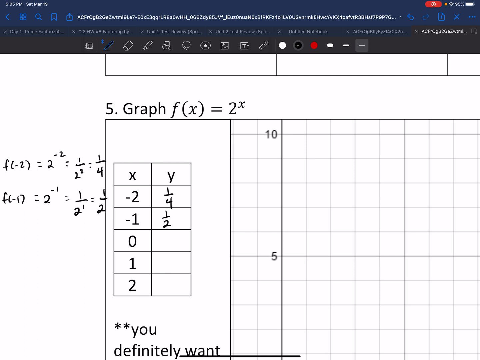So now we have x is equal to 0, so f of 0 is equal to 2 to the 0th power, and we know that anything raised to the 0th power is just 1. So that means your y value is 1 in this case. f of 1 is equal to 2 to the first power, which is 2. So I'm just going to write 2, and then f of 2 is equal to 2 to the second power, and that's just 4. So I write 4 there.